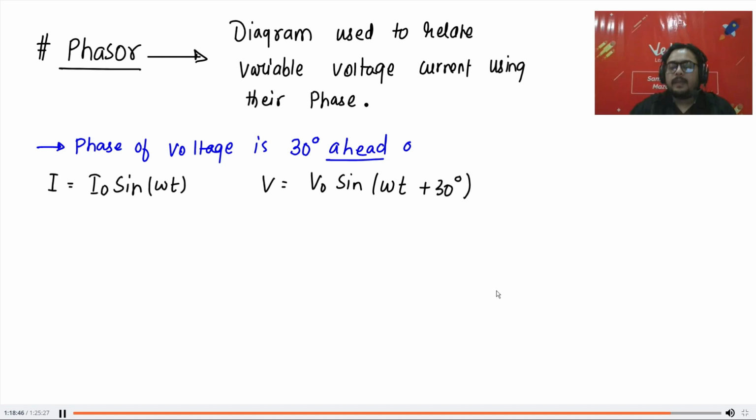Then how do you draw the phasor for this? What do we do? Whichever is lowest, जिसका phase कम है, draw it in a straight line. So this is your current. Now in the anti-clockwise direction, you measure the angle. You always measure the angle in anti-clockwise direction. So I draw voltage like this. And I write this angle is 30 degree.